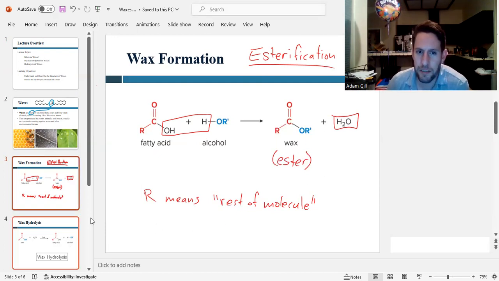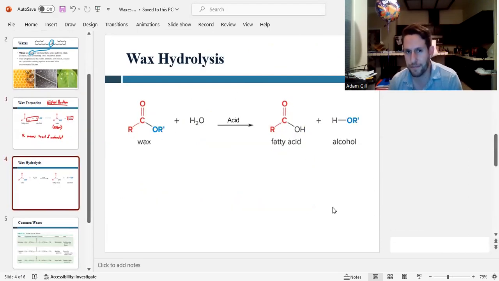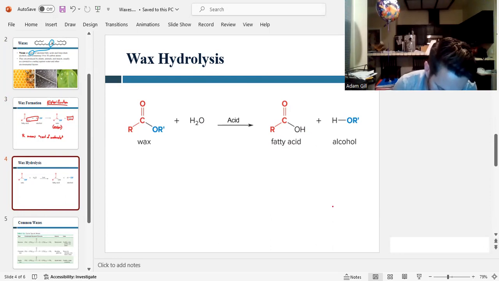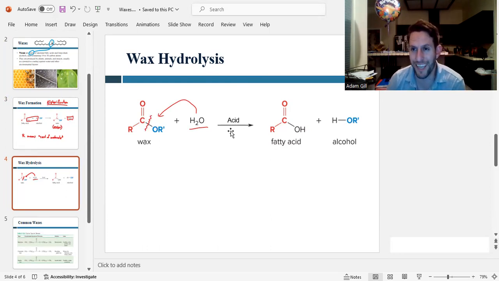Now, the opposite of esterification is hydrolysis. And so we're going to be adding the water back in, and we're going to be cutting the wax in half. So hydro for water, lysis to cut it open. And so when you cut it open, you go back to the fatty acid and the alcohol. And this can be done with an acid catalyst. It can also be done using enzymes in your body if you eat it as a food.